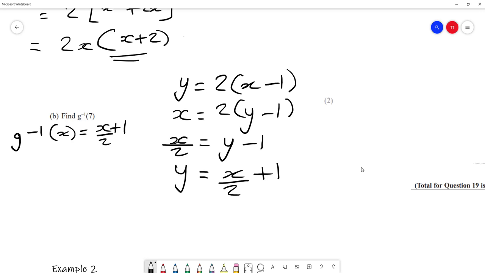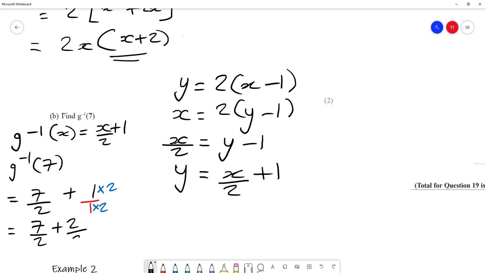Now we're going to substitute 7 into that. That just means replace x with 7. So g inverse of 7 is simply going to be 7 over 2 plus 1. Don't forget this is 1 over 1. So we can times both by 2, the top and bottom, to make the denominators the same. So we get 7 over 2 plus 2 over 2, and the answer is 9 over 2.